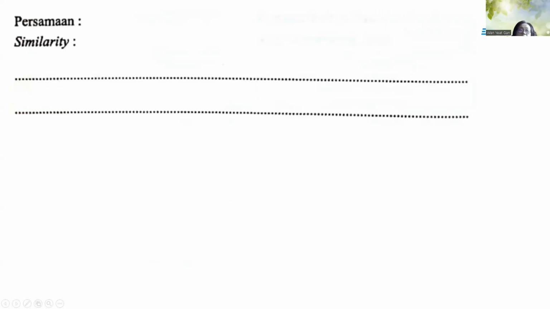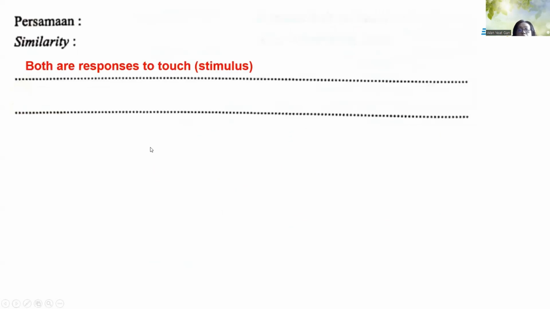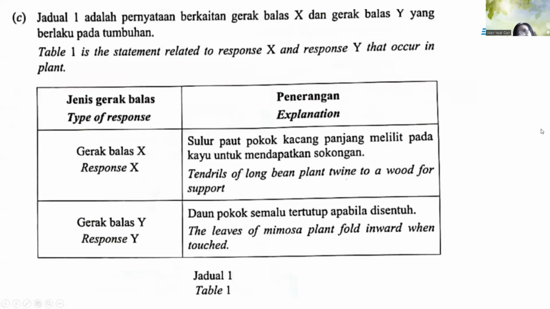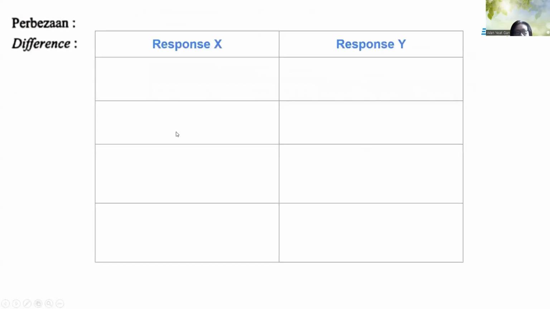So what are the similarities between both of them, between X and Y? Okay, both respond to touch. Now the first one responds to touch because as it twines around a wood, it is actually touching the wood and then twining around it. So it is a response towards touch. Because when it touches the wood, it will twine around the wood. So both are responses to touch.